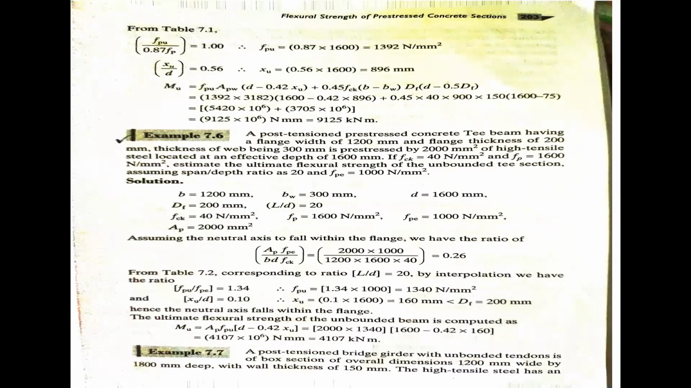L equal to span 24 meters. Span by depth ratio, we have the L value and D value, got 15. The span by depth ratio 15, and AP equal to APW plus APF. APF already has the formula 0.45 FCK (B minus BW) into DF by FP. We have to substitute these values, got the value APF that equals 1518 mm square. That is the APF value.